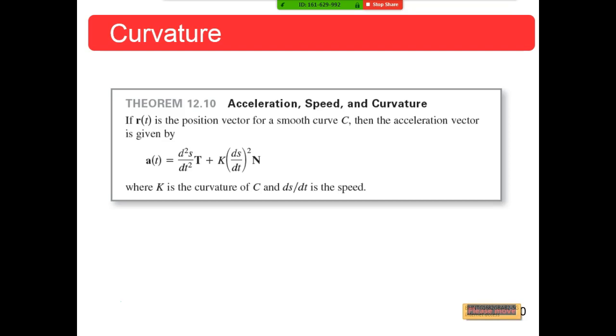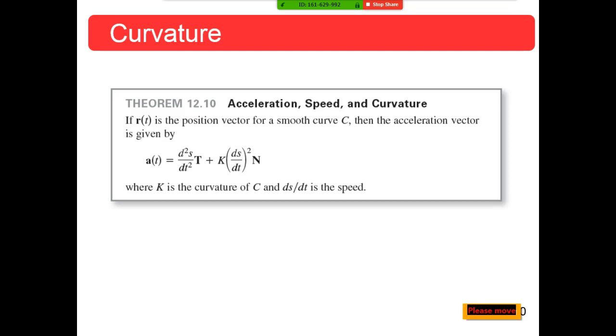All right, so anyway, this is Theorem 12.10, dealing with curvature, but now we're going to deal with acceleration, speed, and curvature. Theorem 12.10: if r of t is the position vector for a smooth curve C, then the acceleration vector is given by a of t equals the second derivative of your arc length parameter s, d²s/dt², times the tangential vector T.